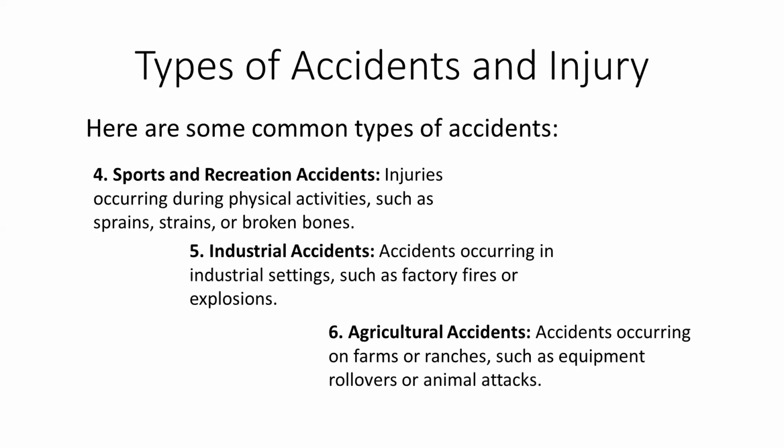Now, about sports and recreation accidents, injuries occurring during physical activities such as sprains, strains, or broken bones. And industrial accidents include accidents occurring in industrial settings such as factory fires or explosions. And of course, in agriculture, accidents occurring on farms or ranches such as equipment rollovers or even animal attacks, particularly during cattle husbandry. That includes big animals, including cows, bulls, and buffaloes.